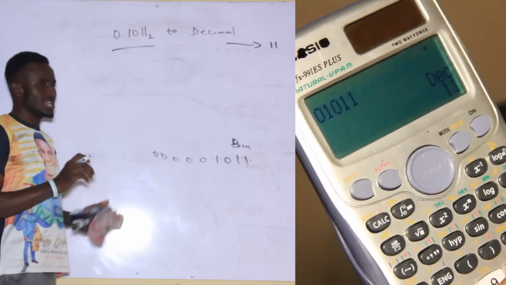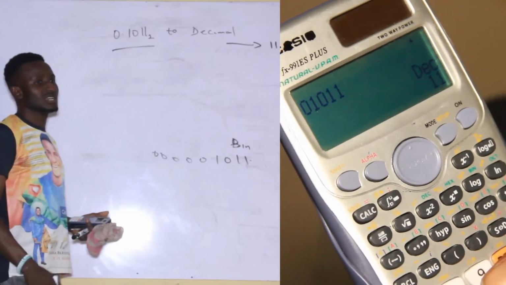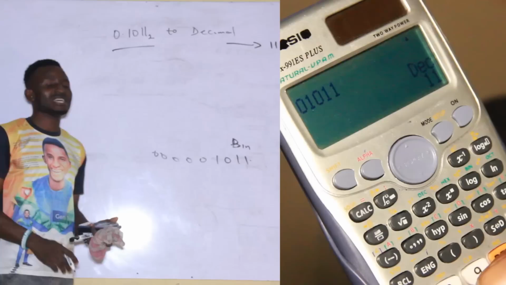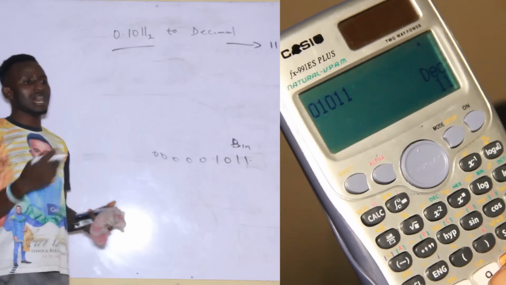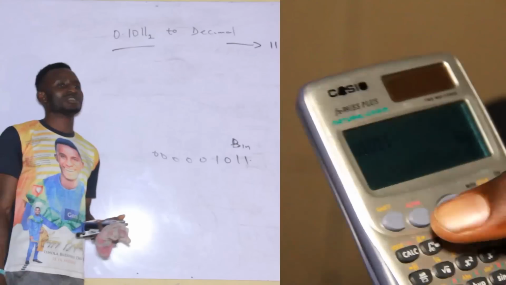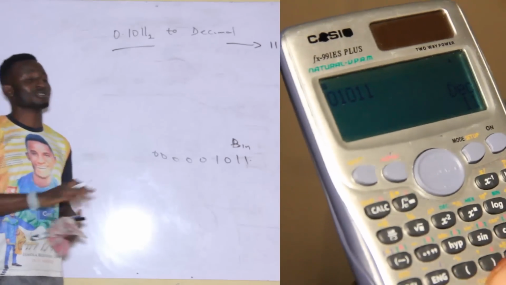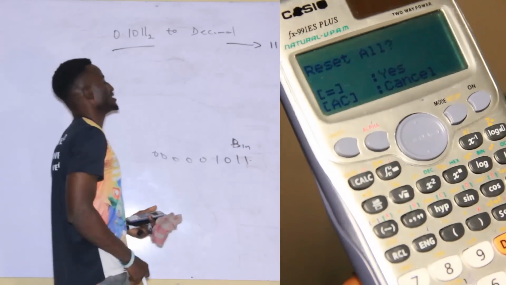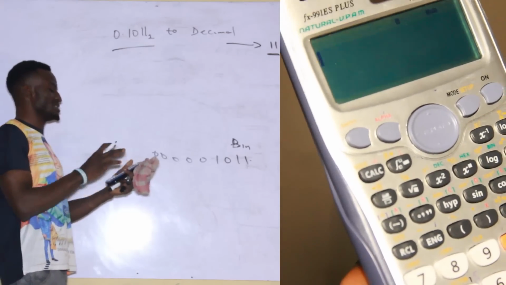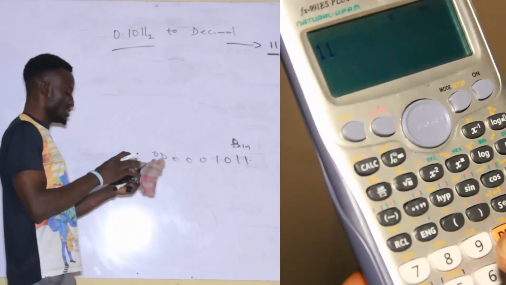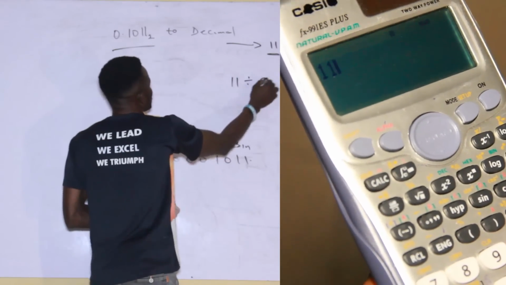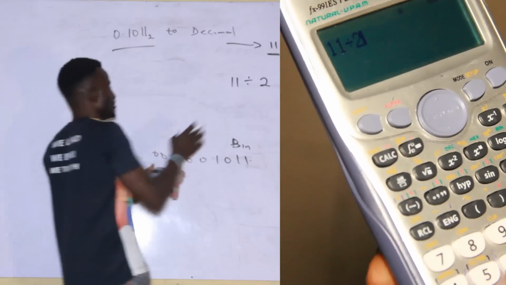Now, after getting 11 for the decimal, you now take your calculator out of the binary. So you reset your calculator. When you reset your calculator, you take it out of the binary, that is out of the base number. Then recollect the value you got from here, which is 11, so press 11. After you press 11, then press divided by 2, then raised to the power of.